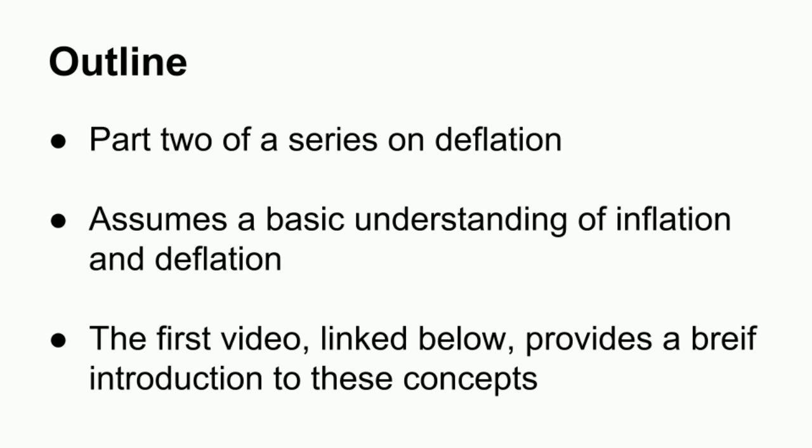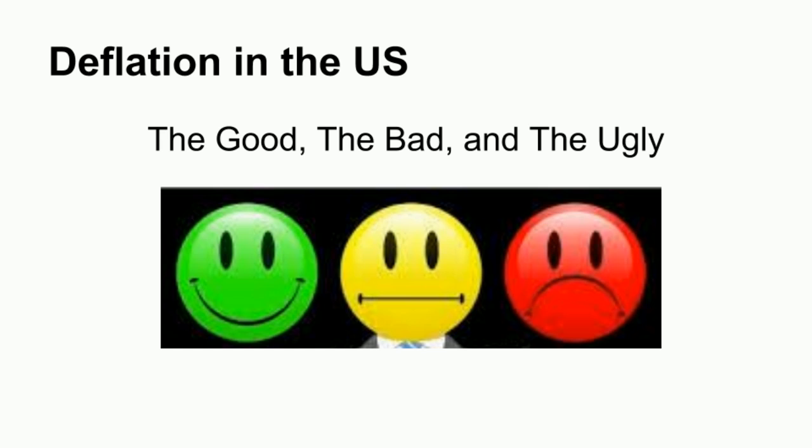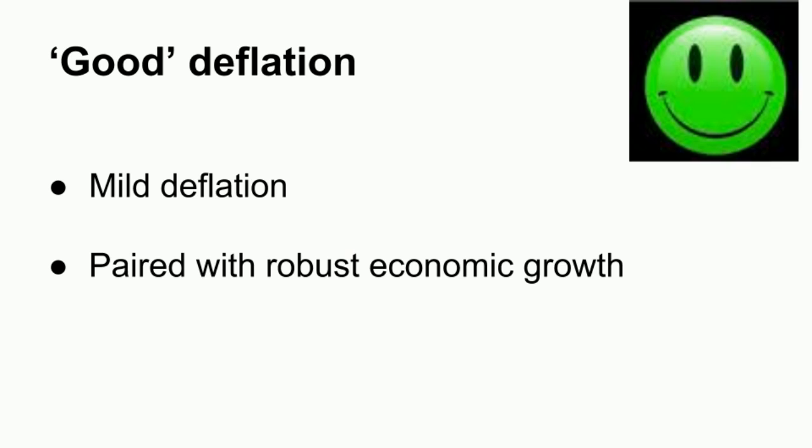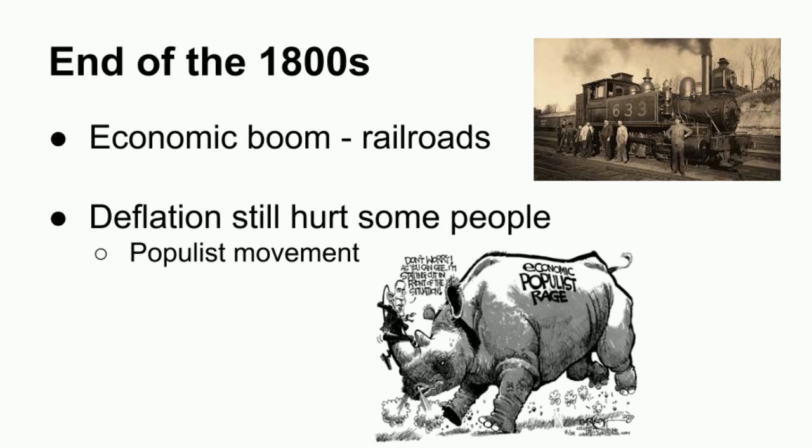In the United States, deflation has largely fallen into three broad categories: the good, the bad, and the ugly. In the good cases, mild deflation occurred during the same periods as robust economic growth. One example of this was at the end of the 19th century. We had an economic boom in the form of the Second Industrial Age and the proliferation of railroads. At the same time, though, deflation occurred, which hurt debtors' and farmers' real incomes, which led to the populist movement.